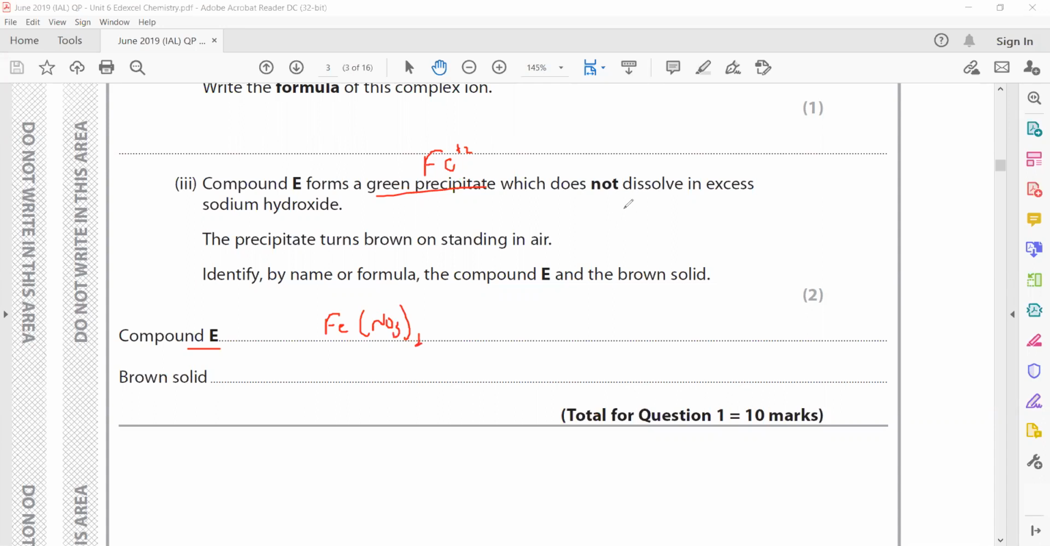And why did it turn brown? Iron 2 nitrate was there, but that was a soluble salt solution. When we add sodium hydroxide, this iron 2 will form iron 2 hydroxide, which is a green PPT. And when we leave this green PPT in air, the iron 2 is oxidized to iron 3 hydroxide. That is why it will turn brown. So compound E was iron 2 nitrate, and the brown solid is actually iron 3 hydroxide.